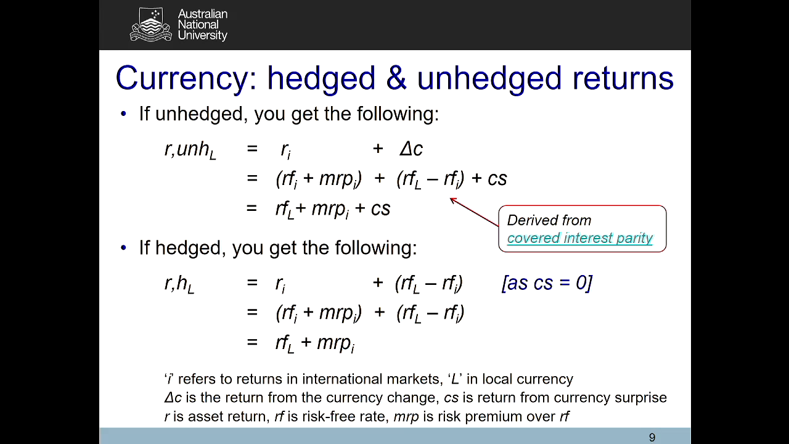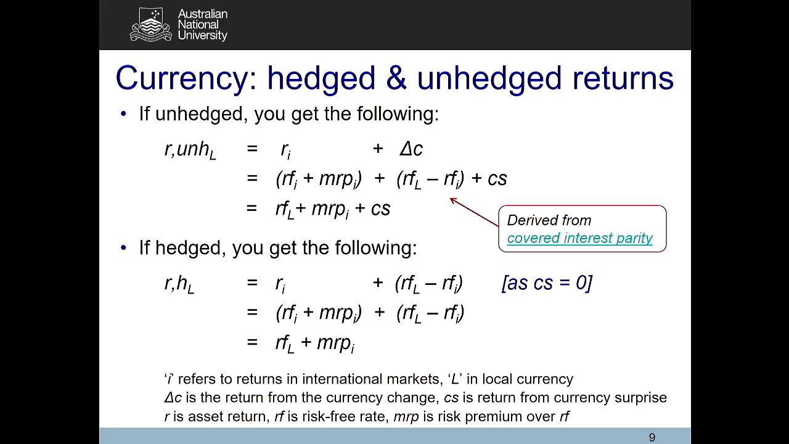The return from the change in currency can be broken up into what we call the interest rate differential, which is the return on the local currency less the return on the international, which is the local risk-free rate less the international risk-free rate, plus what we call the return from this CS term, which is the return from the currency surprise. The currency surprise is the unexpected change in currency, right? So it's saying, I might expect a 10% depreciation over the next year. A currency surprise would be either a greater depreciation or less of a depreciation. In other words, how the currency movements differ from what we expect. That's what this CS term is.